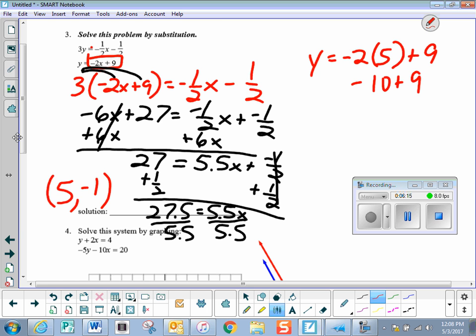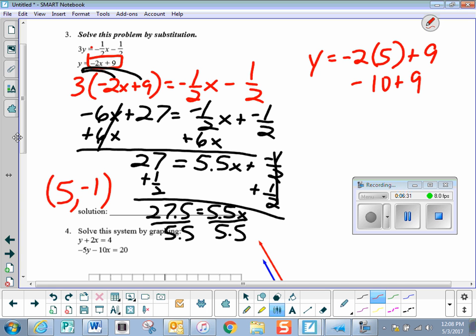What do you mean? If I plugged in 5 for this top equation, I'm going to get 3y equals -1/2 times 5 minus 1/2. So I'm dealing with fractions. I don't want to deal with fractions. Oh, okay. Got it.